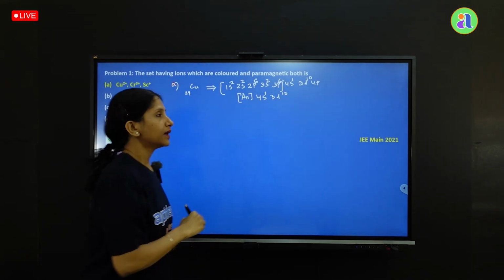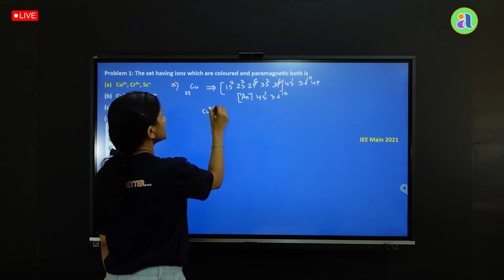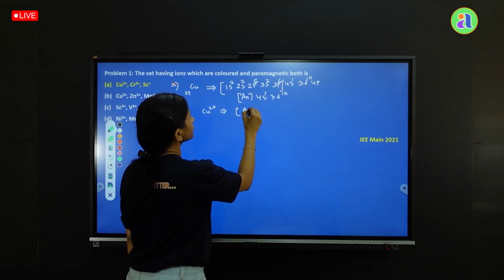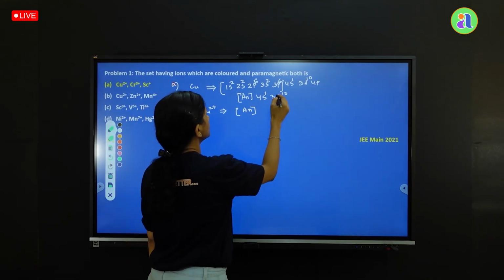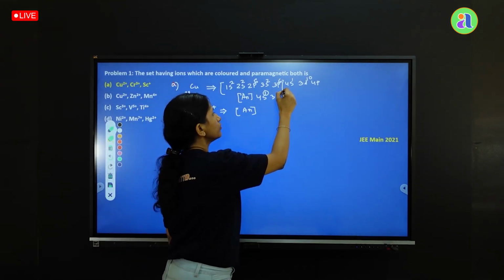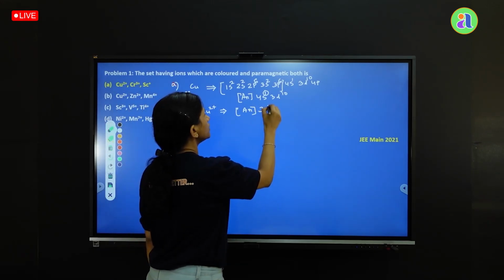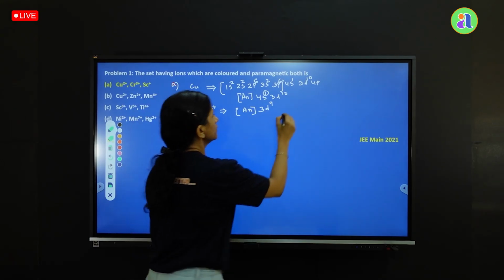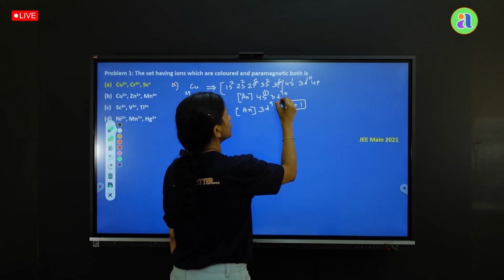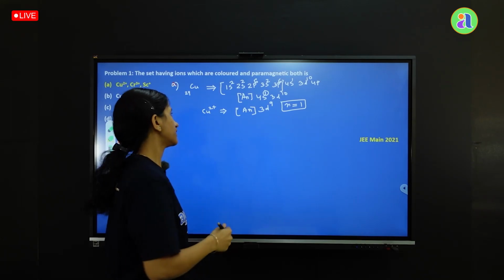This is for copper, but we have to get it for copper 2 plus. For copper 2 plus, 1 electron would be removed from 4s1 and 1 would be removed from the 3d orbital. So we will end up with argon 3d9. The number of unpaired electrons is equal to 1, so it is paramagnetic in nature and it is colored.